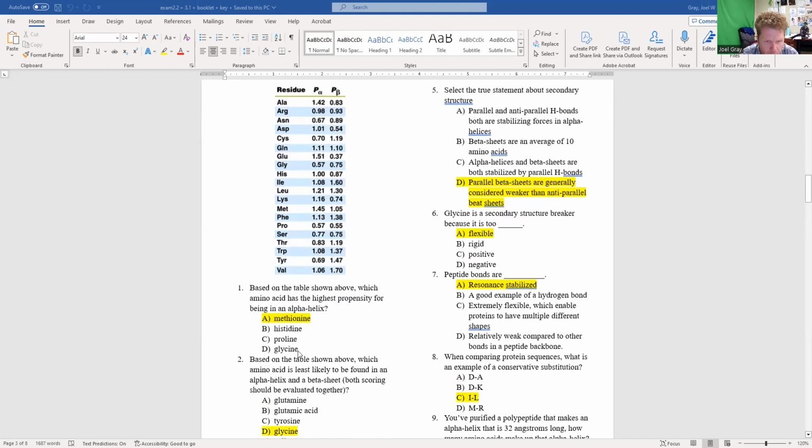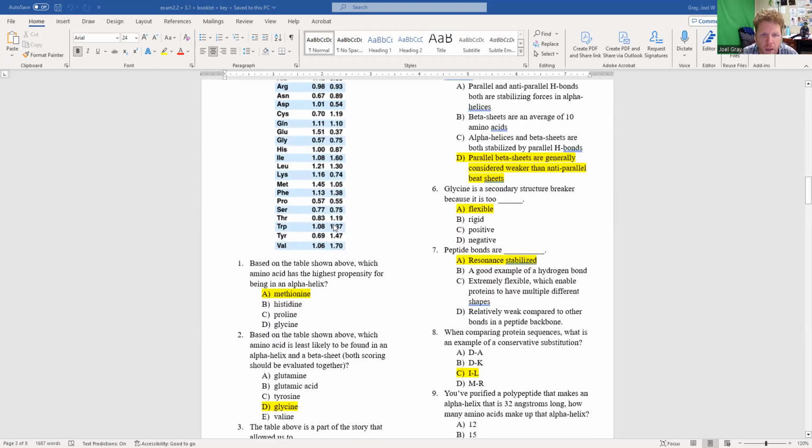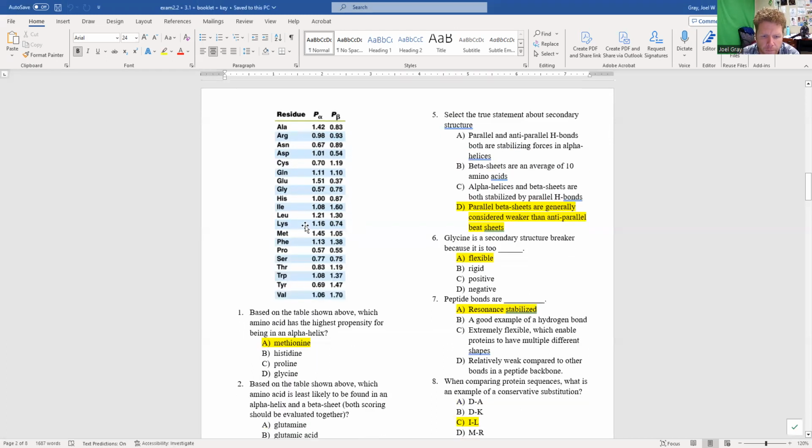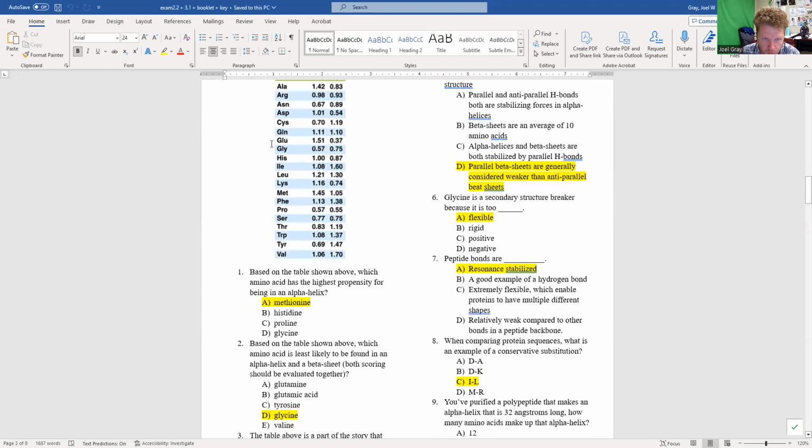Number 2 is, based on the table shown above, which amino acid is least likely to be found in an alpha helix and a beta sheet? So we're looking for the lowest combination. And if we adjust this just a little bit, glutamine, GLN, is 1.11 and 1.0, so it's fairly high. Glutamic acid, 1.51 and 0.37.